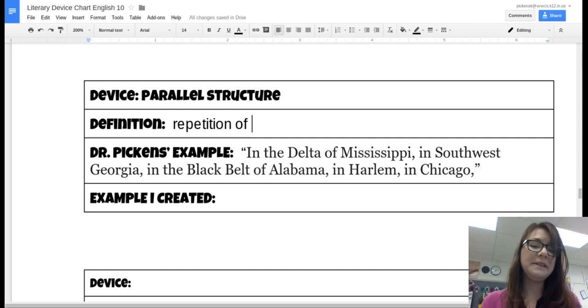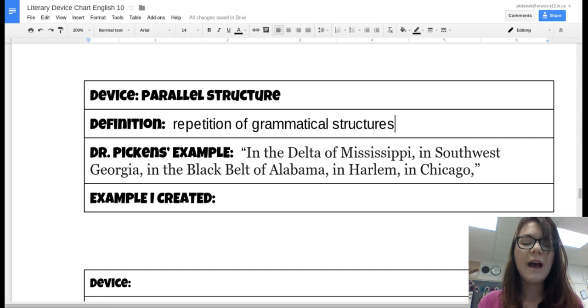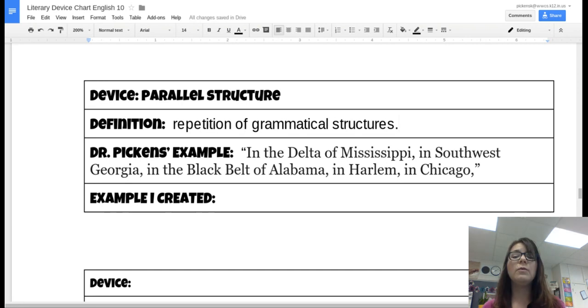Anyways, parallel structure is a repetition of grammar or grammatical structures. Okay, and I know when I give that definition that makes absolutely no sense. So one of the ways that I remember this is you think of math and you have parallel lines. They're running side by side and they're like the same lines. And parallel structure in our sentences is kind of like the same grammar structure.